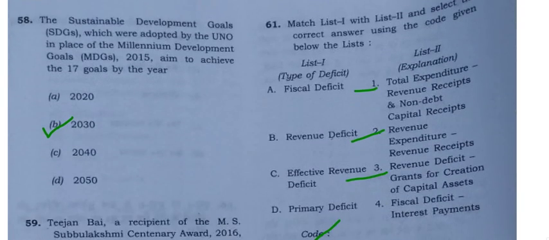Now let's talk about the 58th one. The Sustainable Development Goals, which were adopted by the United Nations Organization UNO in place of the Millennium Development Goals in 2015, aimed to achieve the 17 goals by the year 2030. This is a very popular question. 2030. Okay, 2016 to 2030.